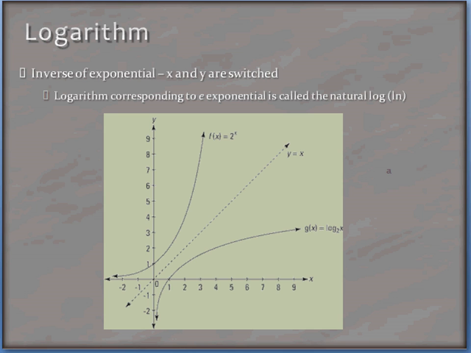This value is found in nature very frequently, such as in equations for cell growth, and it has a corresponding special logarithm called the natural log, which is denoted ln.